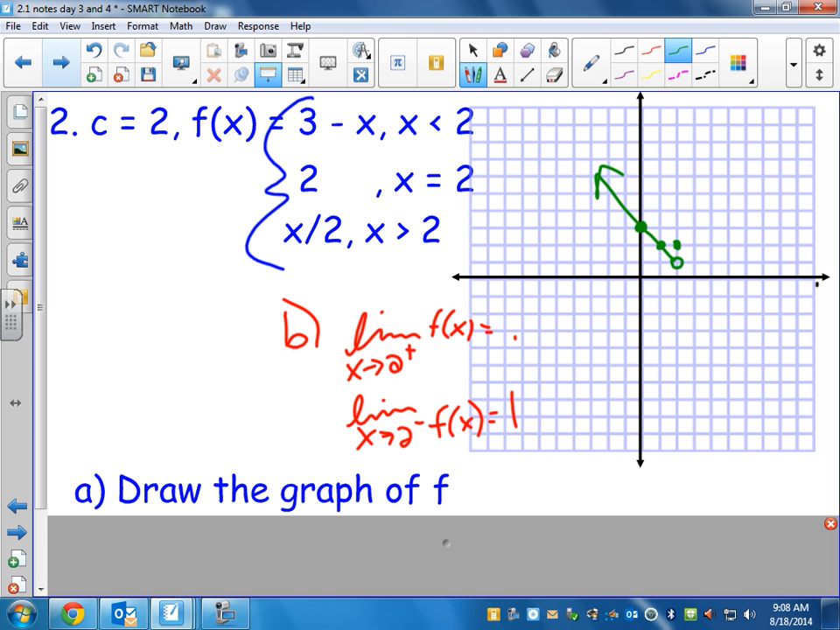I was taking the middle line as 2. Okay. I was confused of where you were.